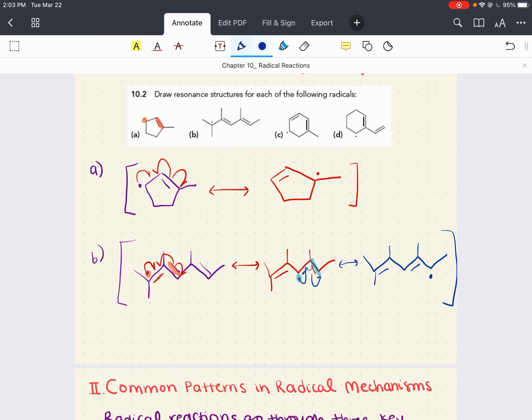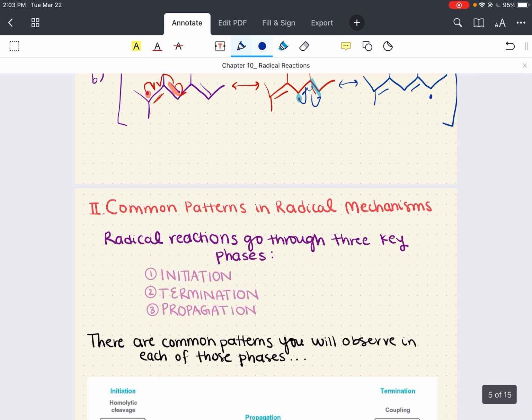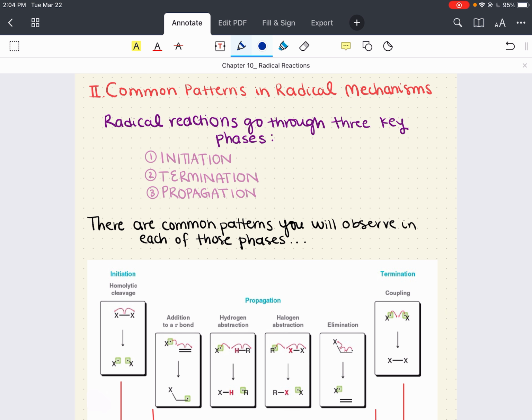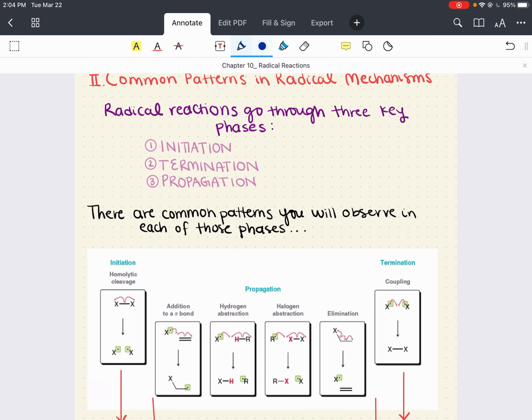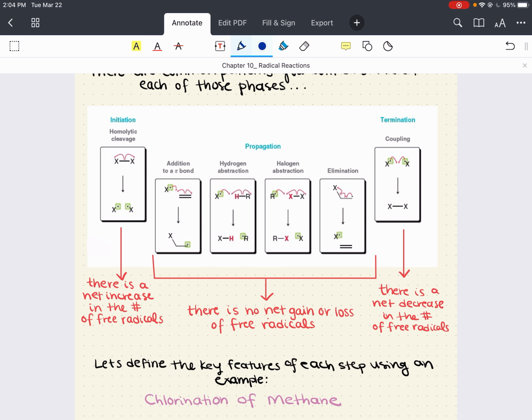But next, what we want to discuss are common patterns in radical reactions. Now, radical reactions go through 3 key phases. The first phase is initiation. Here, there is a net increase in the number of free radicals. This phase is described essentially by the pattern of homolytic cleavage. All right, so initiation implies homolytic cleavage, and here there is going to be a net increase in the number of free radicals.